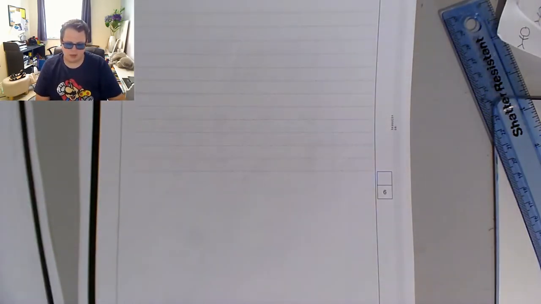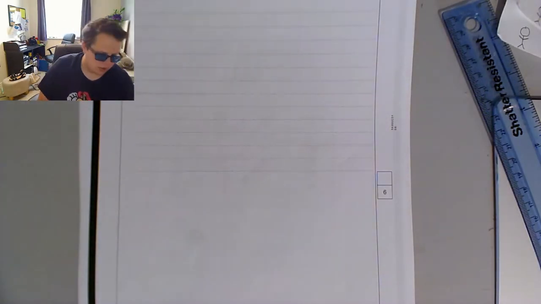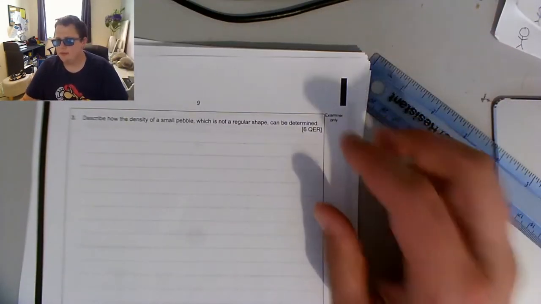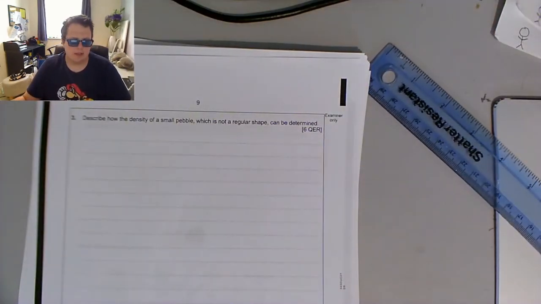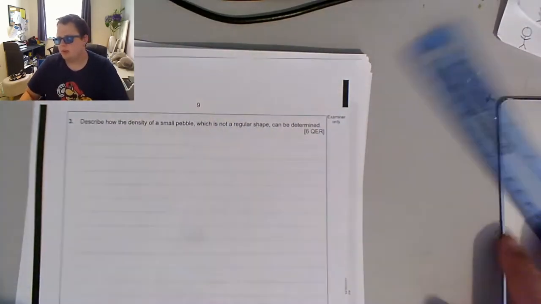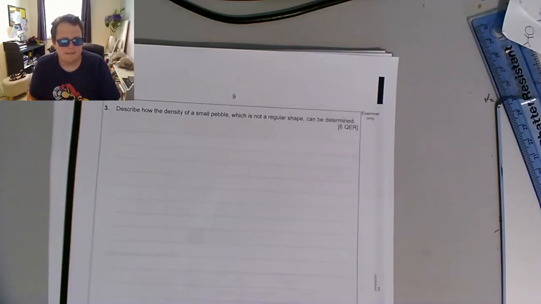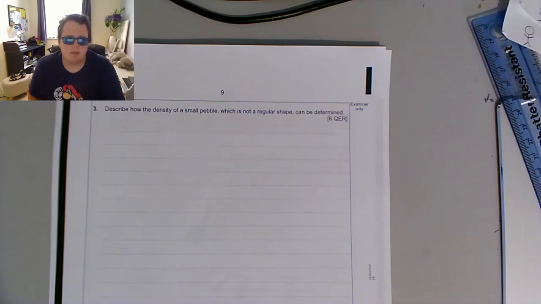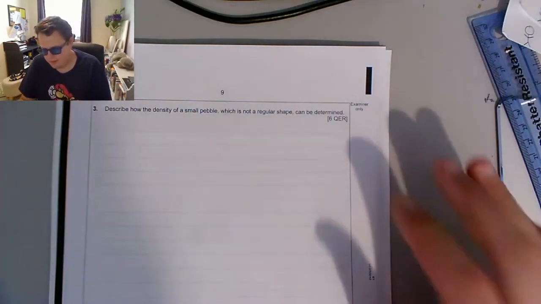Question 3 then. Now question 3 is our QER question, our quality of extended response. So this is the density practical question. There will be one question on this paper somewhere which refers to one of the specified practicals. This year they picked on density. So we need to describe how to find the density of a small pebble, not a regular shape. So we can't say about measuring the pebble. We've got to use a different method.